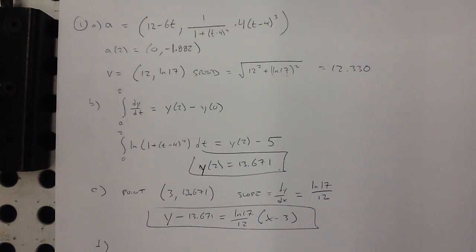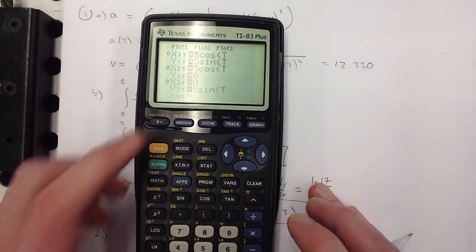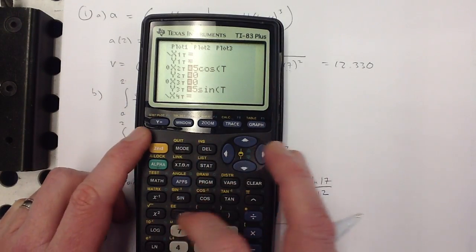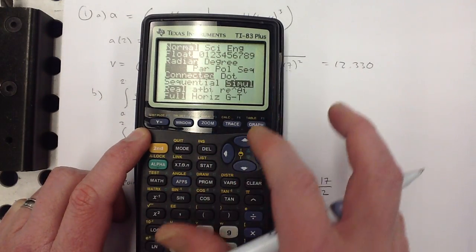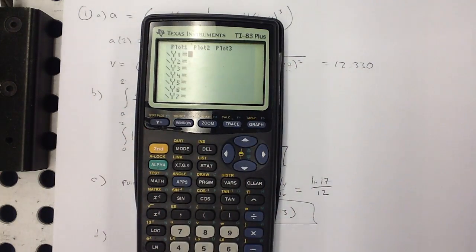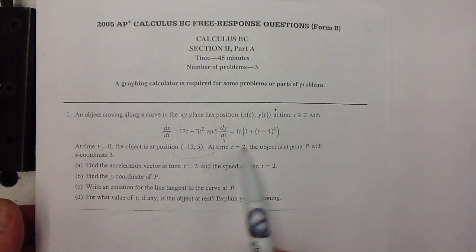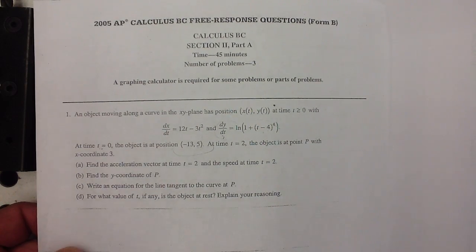For what value of t, if any, is the object at rest? And then explain your reasoning. Well, I'm going to show you what I'm going to do to figure that out. Let me just go back to function mode. The object's at rest only if both velocities are 0. Right? Because even if one of them is 0, it could still be moving up and down. Or if the y velocity was 0, it could still be moving back and forth.